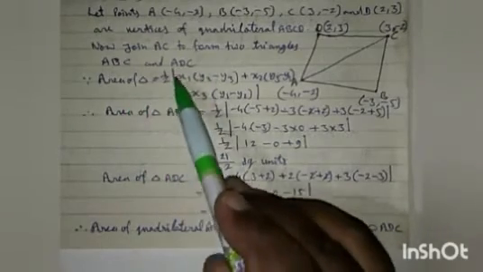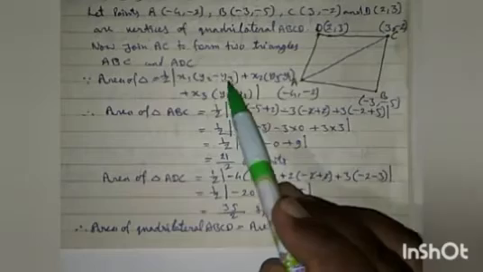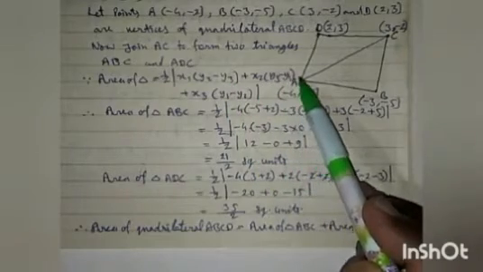ABCD is a quadrilateral. Now for finding the area we have to divide this quadrilateral into two triangles. So we draw a diagonal AC. So we have two triangles ABC and ADC. So here we also find the area of each triangle by using the formula. We have half modulus of x1 into (y2 minus y3) plus x2 into (y3 minus y1) plus x3 into (y1 minus y2).